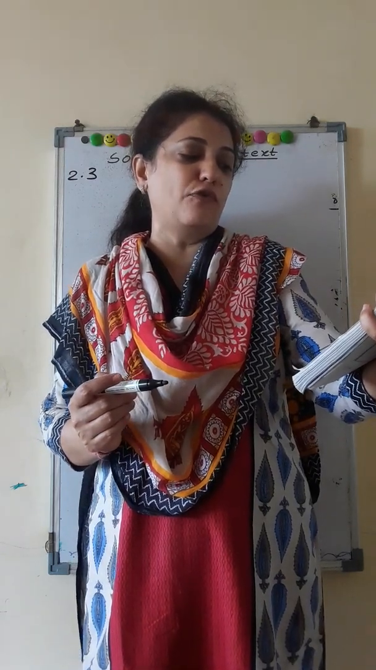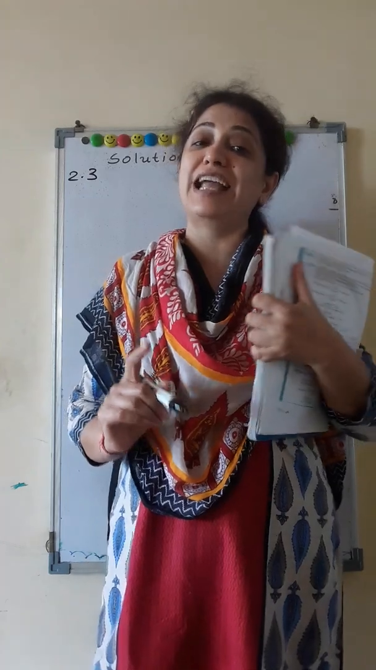Next numerical, we have to start with 2.3b. So 2.3b, I'll first read out the numerical. Molarity of solution we have to calculate, in which 30 ml of 0.5 molar H2SO4 is diluted to 500 ml. 30 ml of 0.5 molar sulfuric acid diluted to 500 ml.